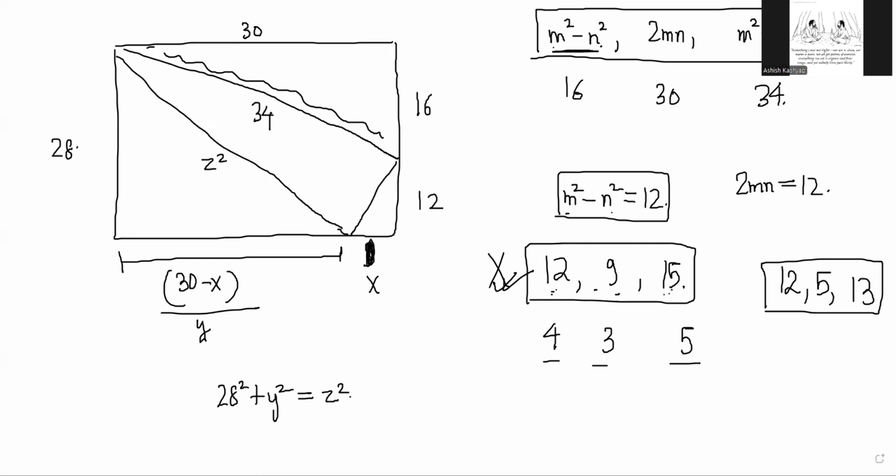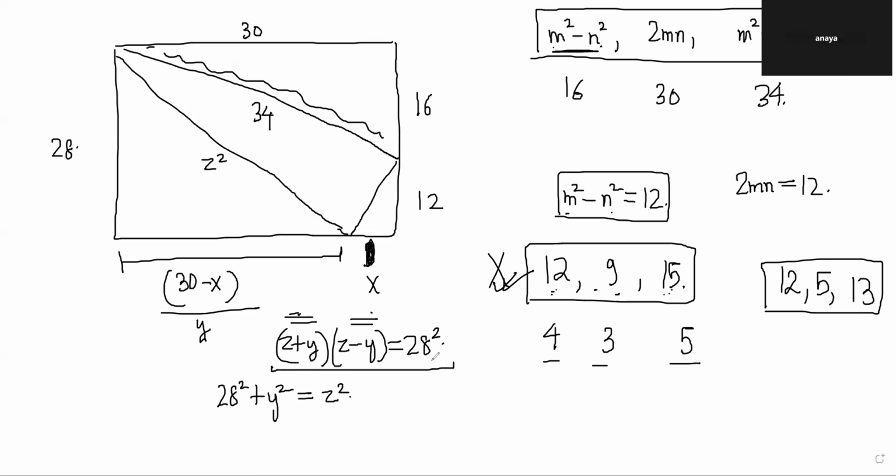Can we figure out that triplet directly? So 28 square will be z square minus y square, which will be equal to z plus y into z minus y is 28 square. Again, both have to be even or odd. Both odd or both even, z and y, right?